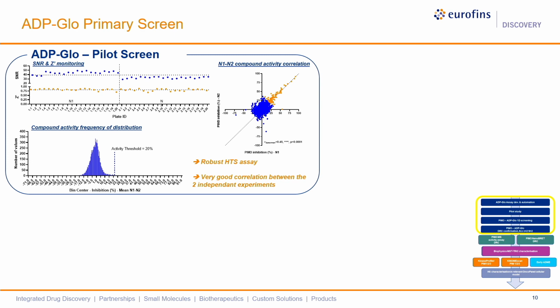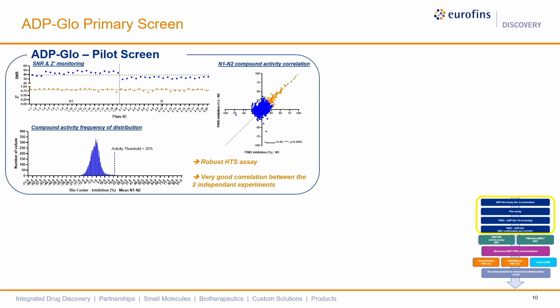On this graph, I will detail this first. I will go into details in this first slide, and after I will go faster. In this slide, you can see the SNR, the signal-noise ratio value per plate, also the Z prime per plate, average value. And you can see it is quite a robust and repeatable assay.